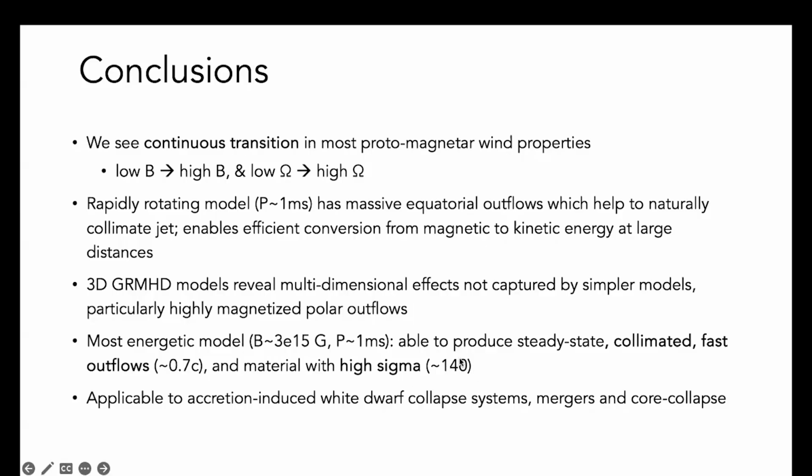We achieved sigma of around 100 to 200 for some fluid, and this is really applicable to a wide range of energetic explosive events. So accretion-induced white dwarf collapse systems as well, because you can form a similar remnant there, or remnants from mergers, and again remnants from core collapse. So yeah, that's it.